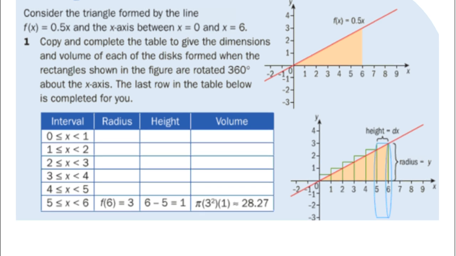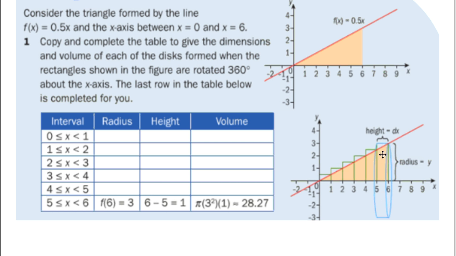Well, you don't need to copy it. Give the dimensions of the volume of each of the discs formed when the rectangle shown in the figure is rotated 360 degrees about the x-axis. The last row on the table has been completed for you. So that's talking about this little disc here. What shape is this disc?